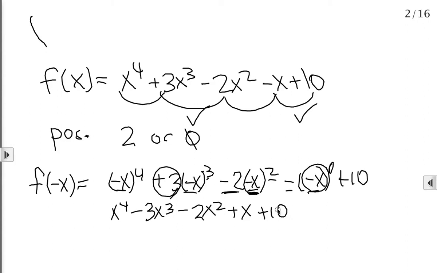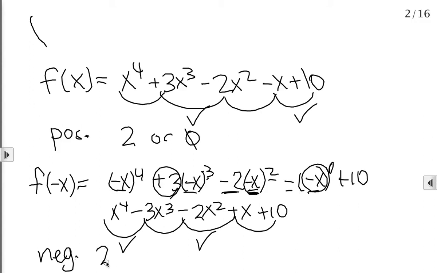So checking our sign changes now. Positive to negative, that's a sign change. Negative to negative, not a sign change. Negative to positive, that's a sign change. Positive to positive, not a sign change. So what this shows me is that now, for my solutions, I could have 2 negative solutions because of these 2 sign changes, or I could have 0 negative solutions.